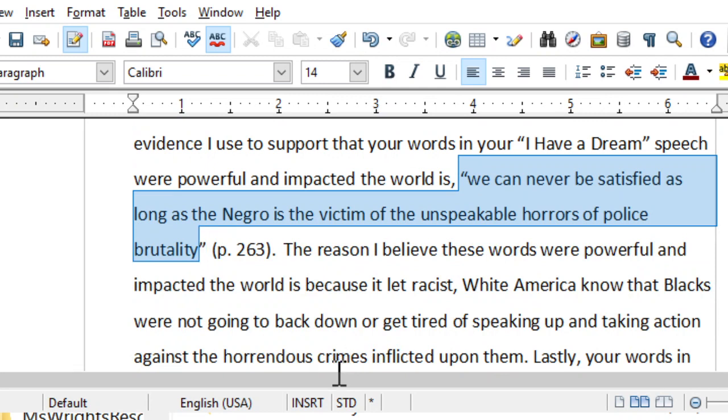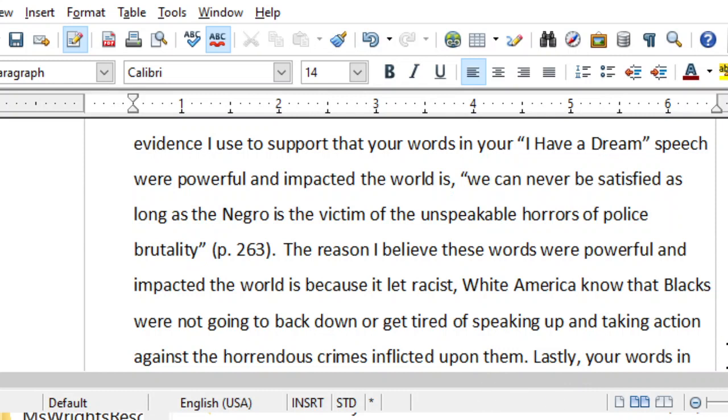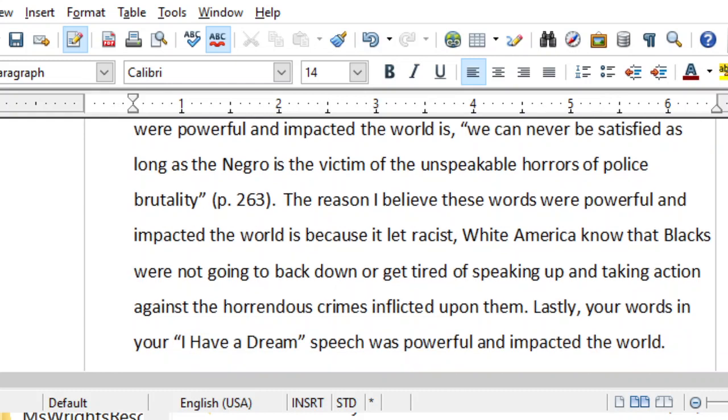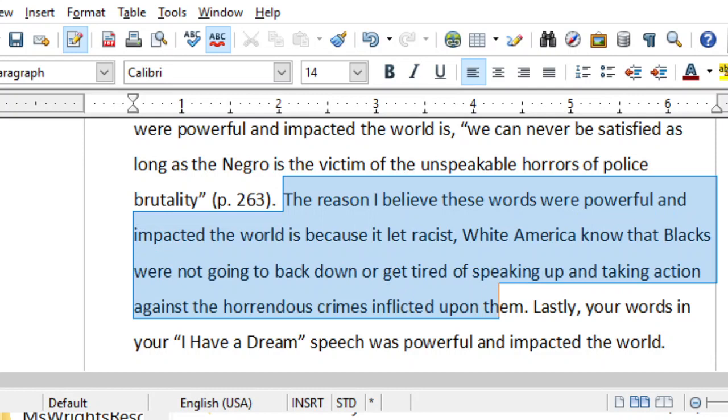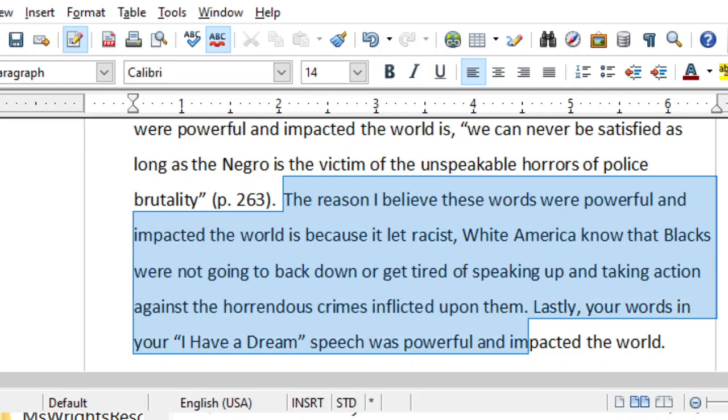These page numbers come from the book. Okay, so the reason I believe these words were powerful and impacted the world is because it let racist white America know that Blacks were not going to back down or get tired of speaking up and taking action against the horrendous crimes inflicted upon them. So this is my reason why I thought that sentence was powerful.